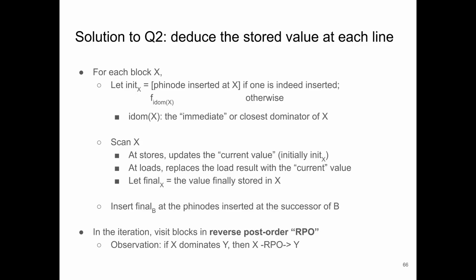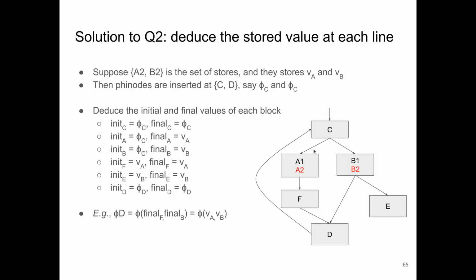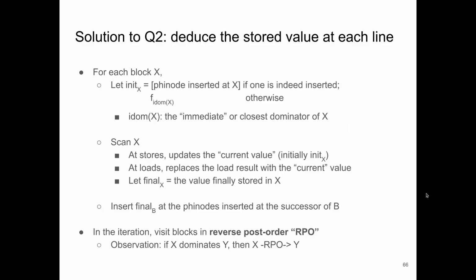One important thing to notice is that you're iterating through all blocks here. So we're going to scan x, C, A, F, D, B, E for every block. You have to scan through all the blocks here, but the important thing is that you should iterate these blocks in a specific order. You have to use what is called reverse post order, which has a very nice property here.